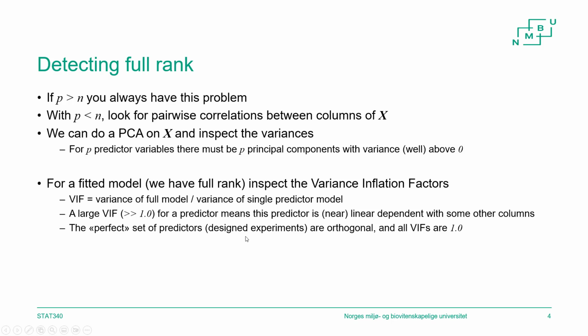So a perfect set of predictors, if you have really well-designed experiments, they should be what we call orthogonal, and then all these inflation factors will be 1, which is the smallest value they can have actually. Right? They don't inflate variances at all. No predictor inflates variances.